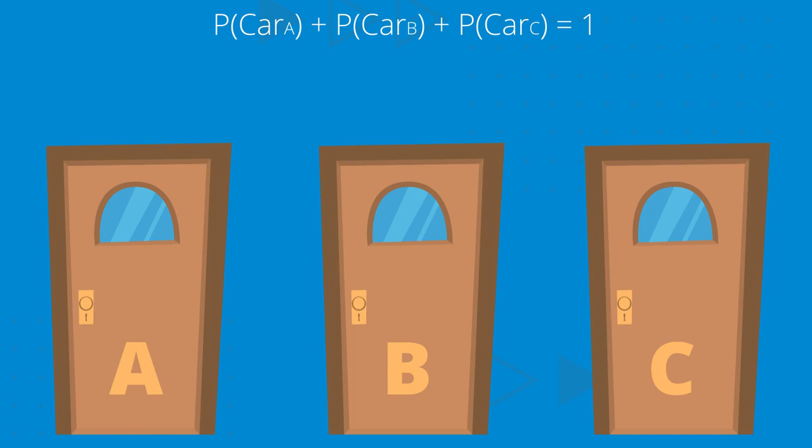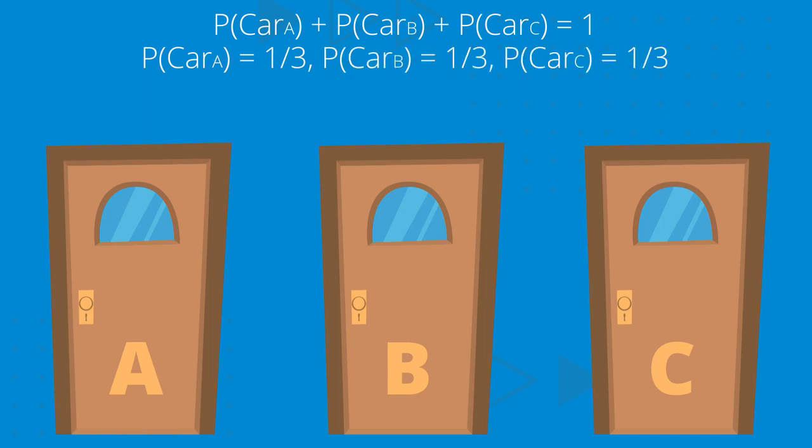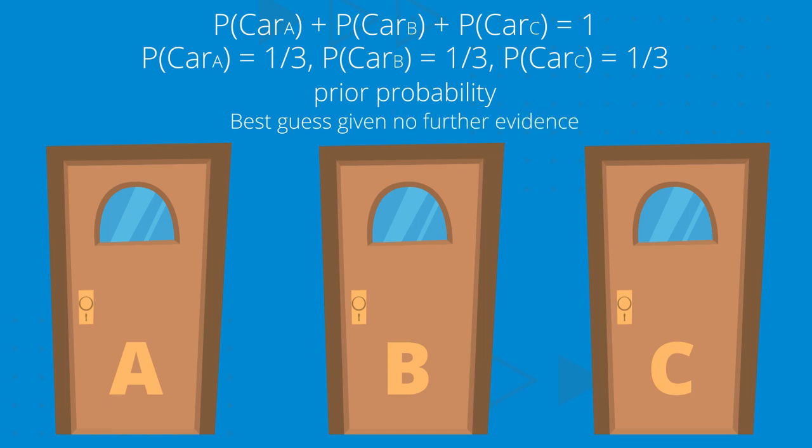Therefore, we can say that the sum of these probabilities equals 1. From these two statements, we can conclude that each of these doors has a 1/3 probability of the car being behind it. This is known as prior probability, which is essentially our best guess given no further evidence.